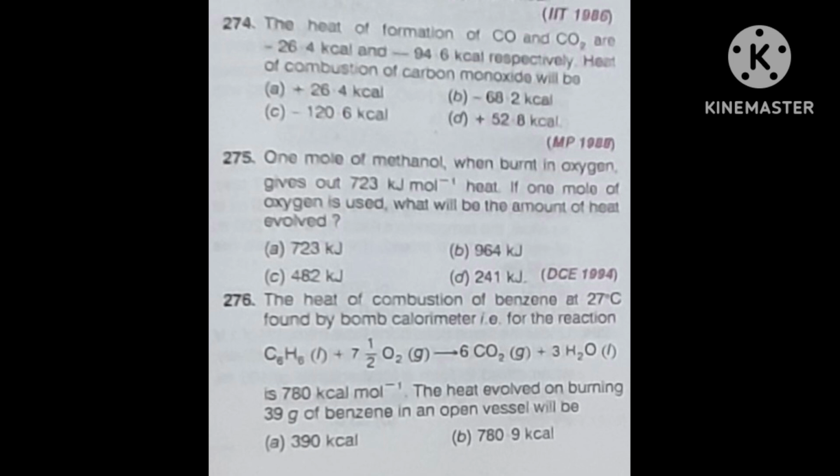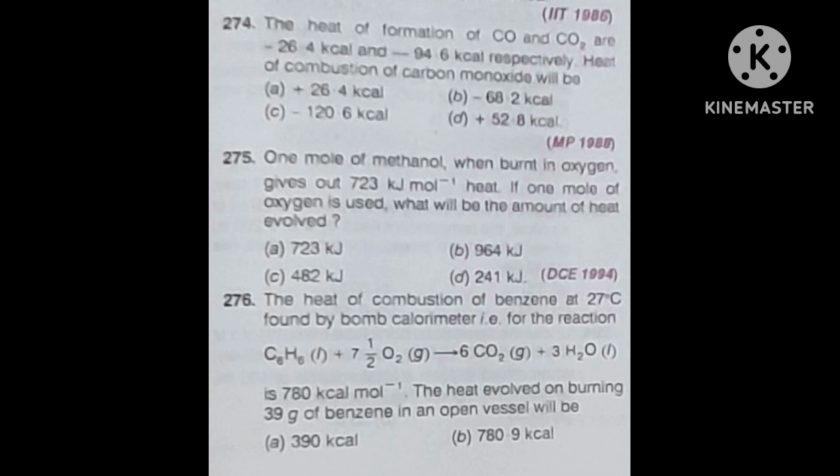2 by 3 into 723, just reverse it. For 3 by 2, then for 1 mole you have to reverse it. 723 divided by 3 by 2 means 2 by 3 into 723. That is the 482 kilojoule. That is the correct answer. Okay. And you can say, when 1 mole of oxygen is used, the amount of heat evolved will be 482 kilojoule.